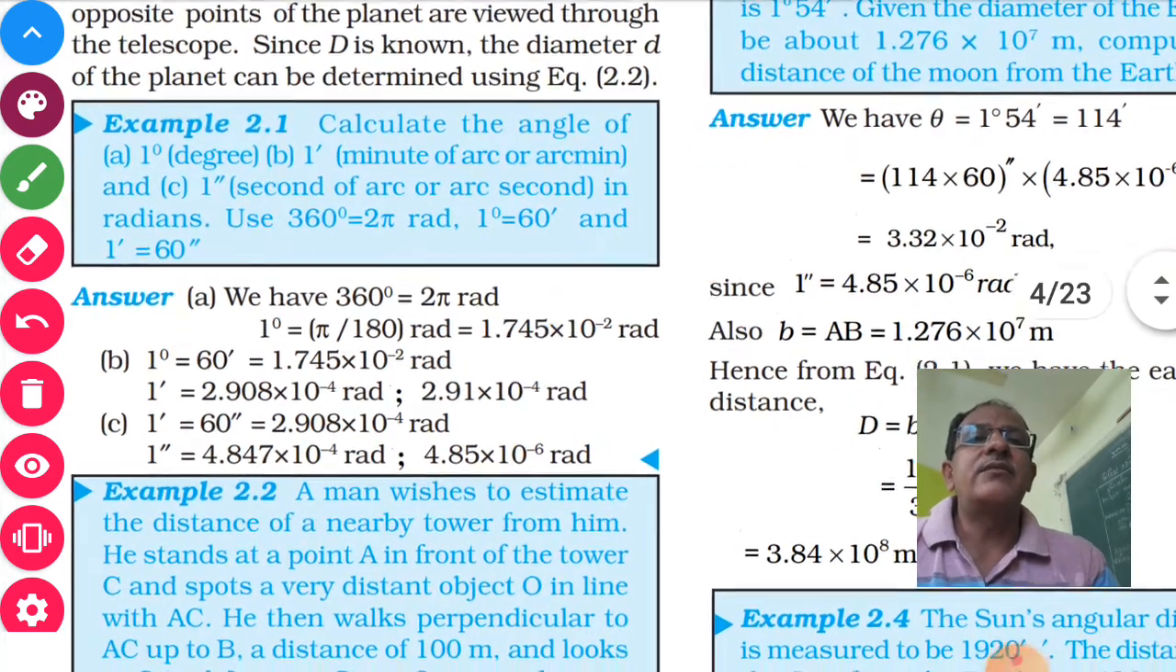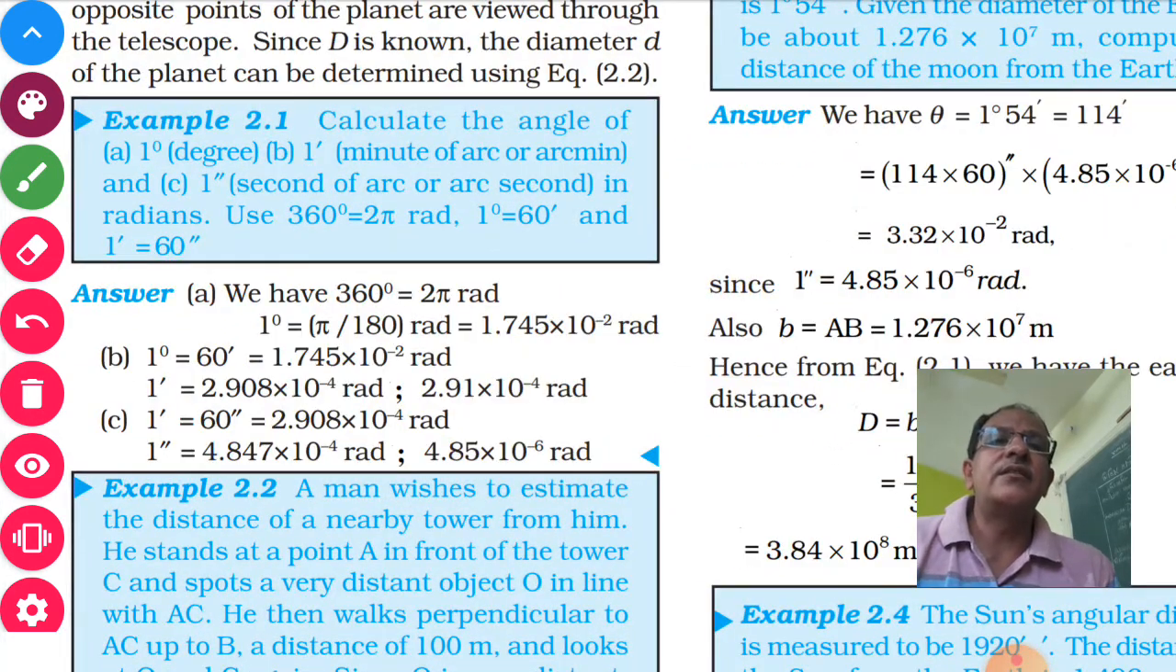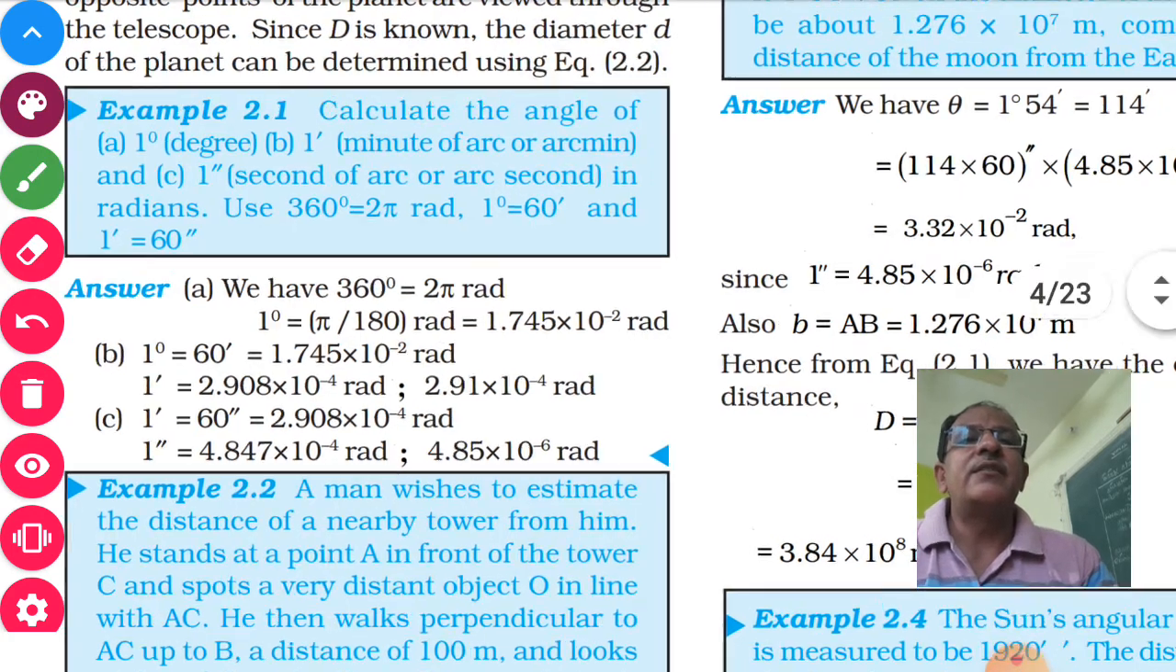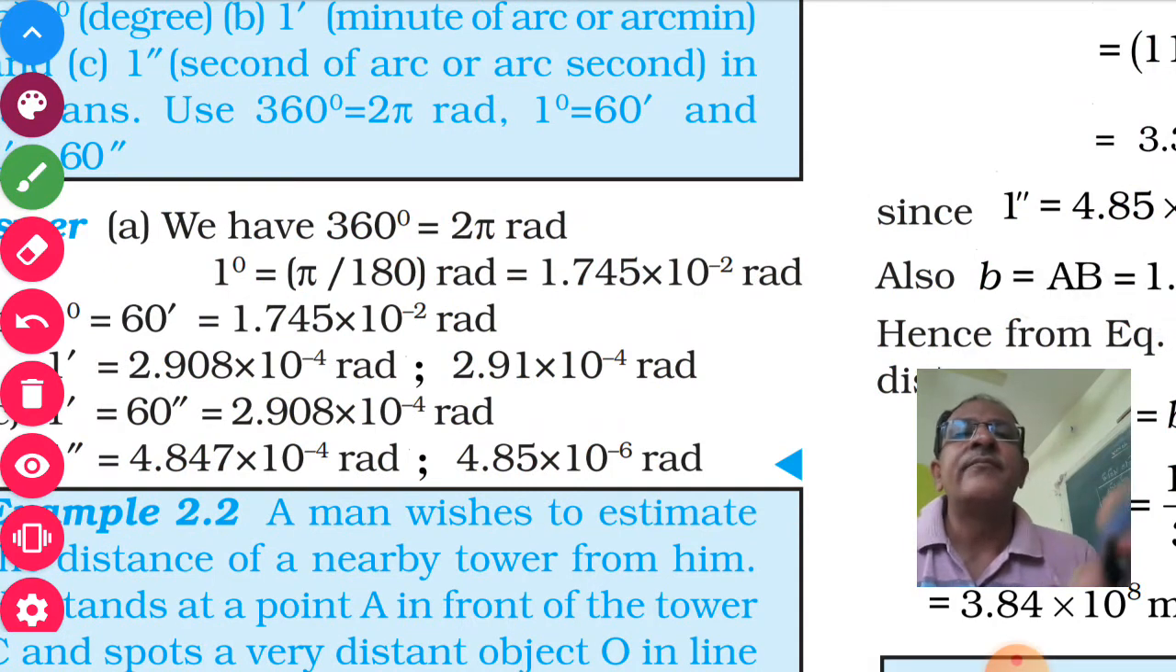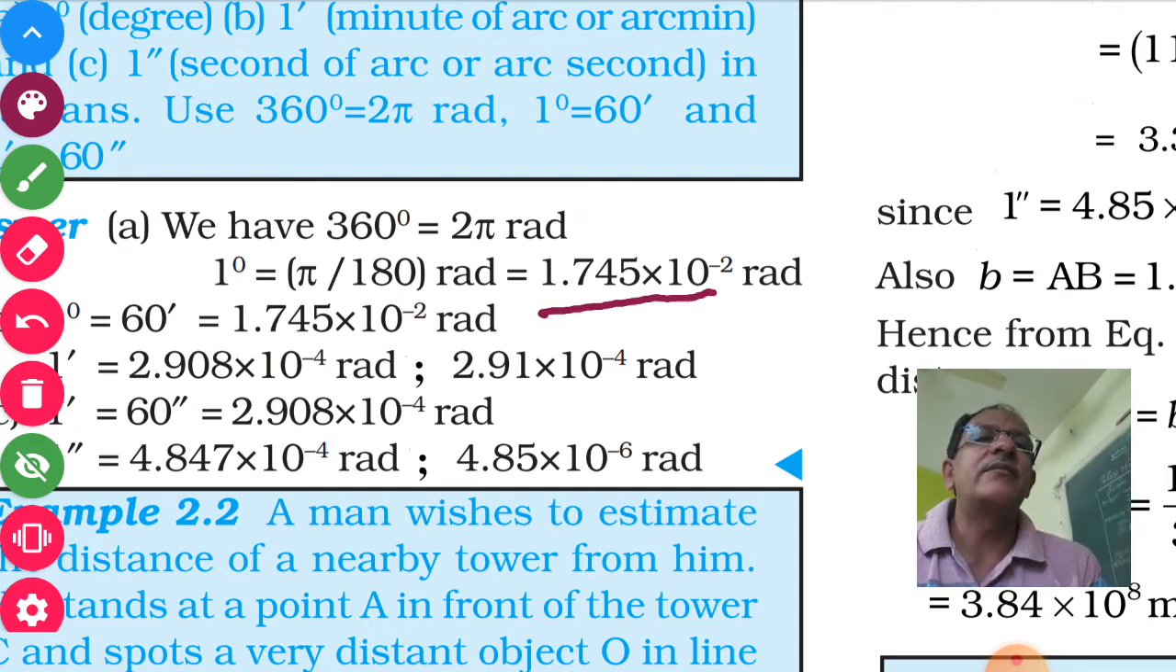Calculate the angle of 1 degree, 1 minute, 1 second in radian. Now if you want to convert degree into radian, then you just have to multiply by pi upon 180. That pi upon 180 is simplified for you. If it is 3.14 divided by 180, then this much you will get. Now you just have to multiply by this.